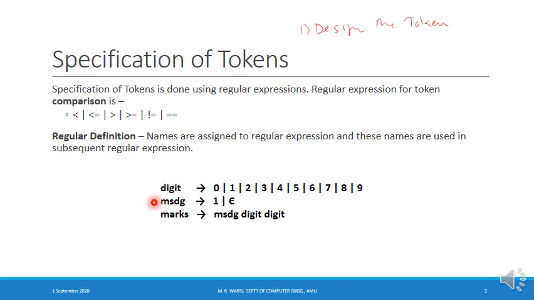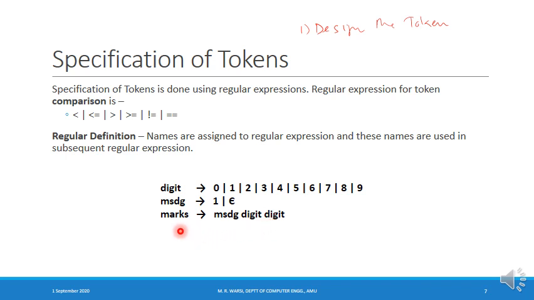Now here is another regular expression, most significant digit, MSDG, and this is representing the regular expression 1 union epsilon. So either 1 or epsilon. Then I'm writing a regular expression for marks that could be from 0 up to 100. So the most significant digit can be 1. After that, I can have 2 digits, each one could be from 0 to 9. So this is the regular expression which is representing the marks out of 100.